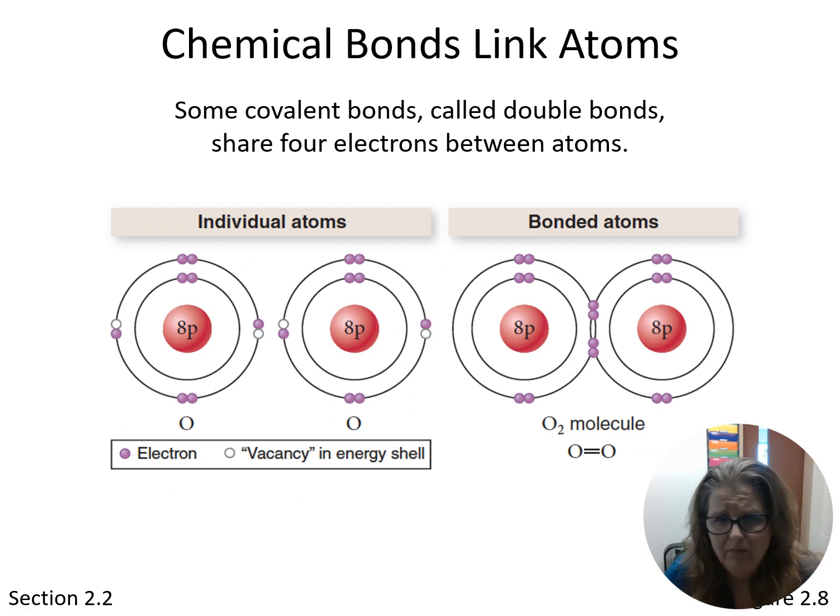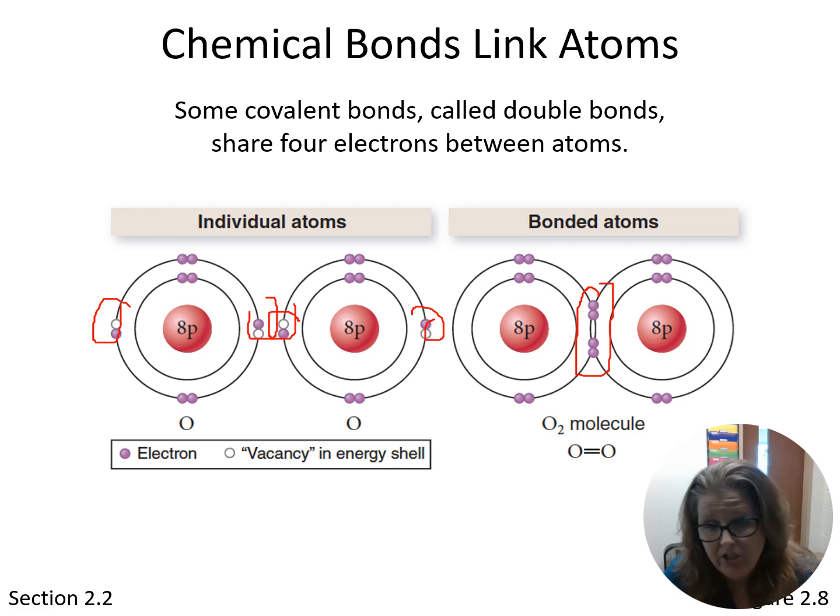Covalent bonds can actually do more than just one bond. Let's look at the oxygen atom here. Oxygen has 2 vacancies, so we have 2 atoms here, and what they do is a double covalent bond and share these 4 electrons between each other. So this is O2. This is another way to write it. This double line here means it's a double bond, where they're sharing 2 electrons between those 2 atoms.